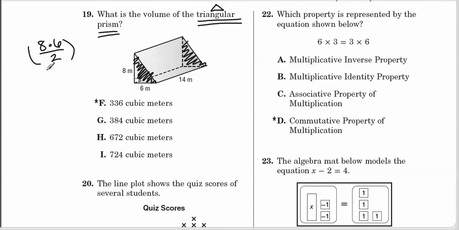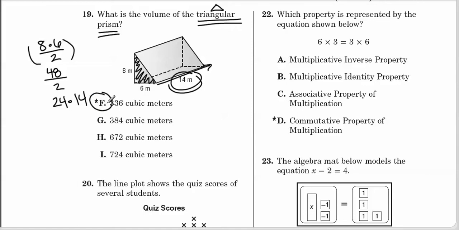So 8 times 6 is 48, divided by 2 is 24. Then, remember how I told you that we're going to be filling this up starting here with water or some other substance? It's got to travel up the entire height of 14, okay? So, you first find the base and then times it by the height, which is 14. Okay, when you multiply those together, you get 336 cubic meters, or meters cubed, because you're taking meter times meter times meter, and that's why it's cubic.